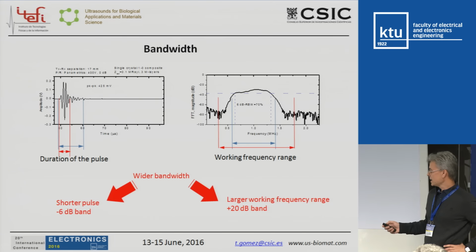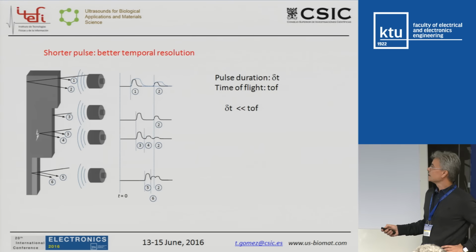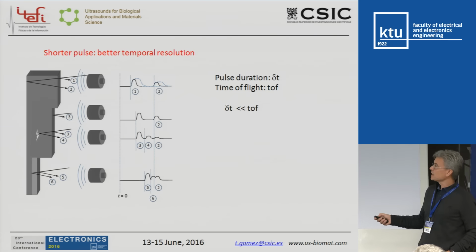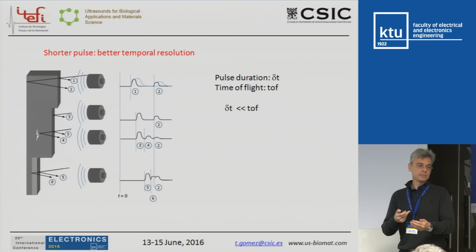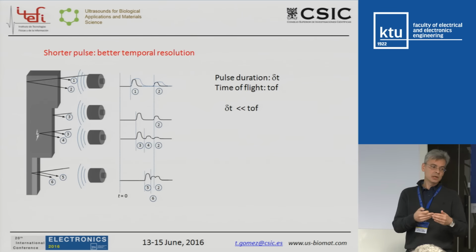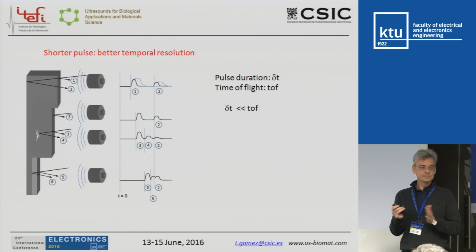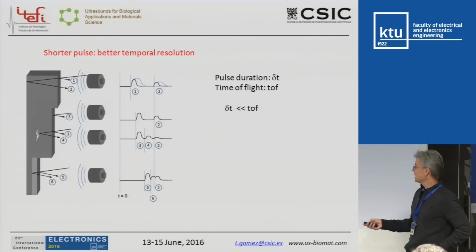Why are these two features of interest? Probably you already know, but if the pulse is shorter, I will have a better temporal resolution. This is a conventional setup in ultrasonic applications. You have a signal, you have different echoes. The echoes come from different places, and maybe they are very close together. If they are very close, then I need the signal duration to be very short, so that I can differentiate between these two echoes.